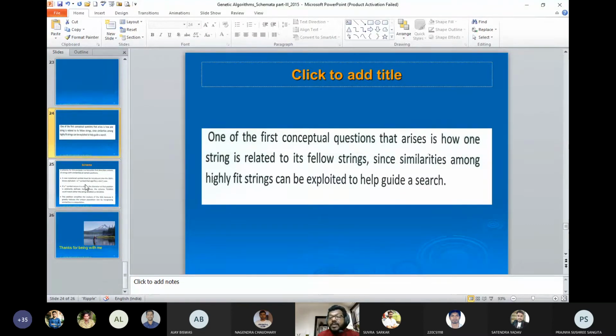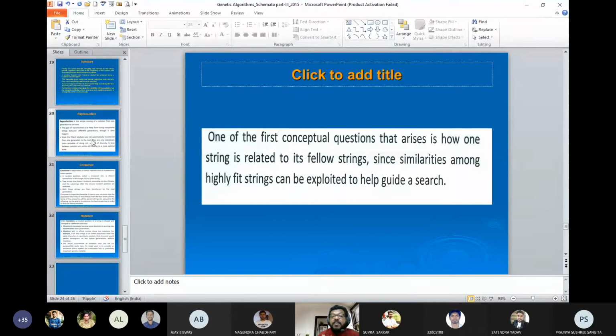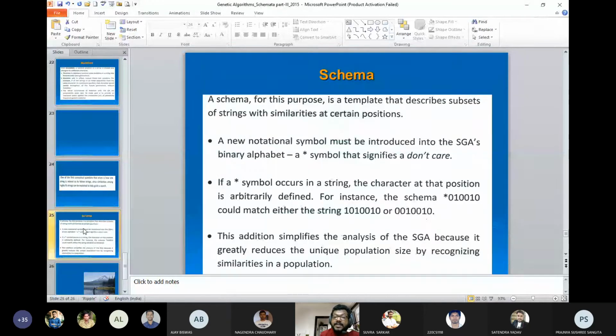Look at the last line. With the help of a guided search, that is nothing but the schemata theorem. Schemata for this purpose is a template, as I have explained. This single line, you remember, helps us with a certain guided search.